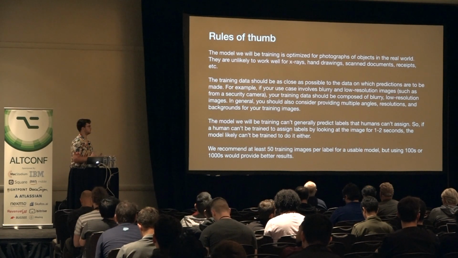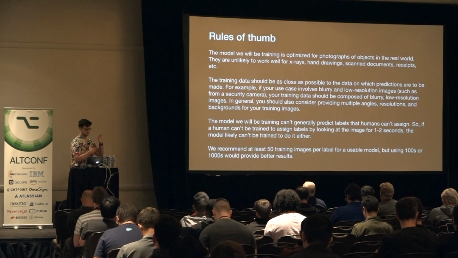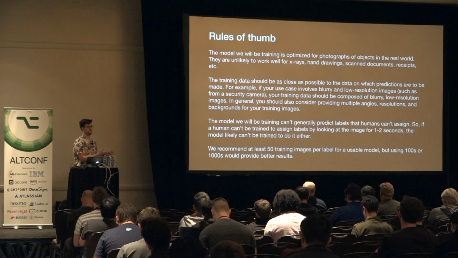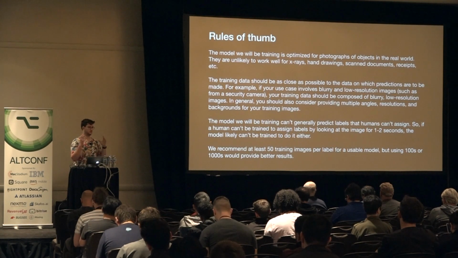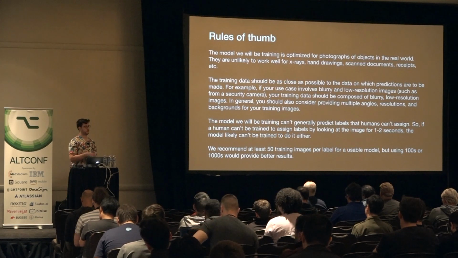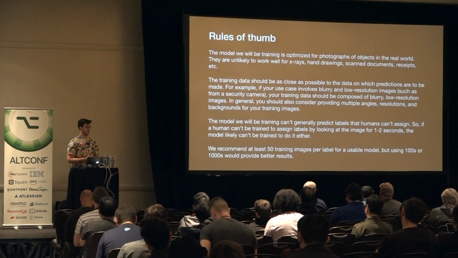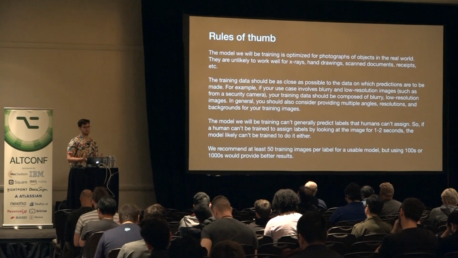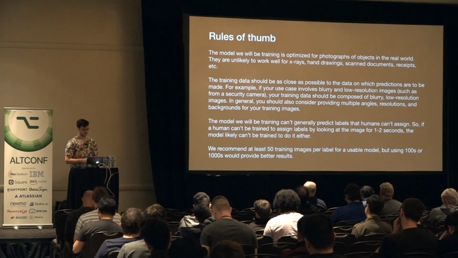And again, it needs to be as close to your production environment as possible. So if you're using security camera footage and it's a dark, blurry image, you want to train it on dark and blurry things. You don't want to train it on very pretty stock photos of people or whatever you're trying to detect, because it's not going to be able to connect the dots between those types of objects.